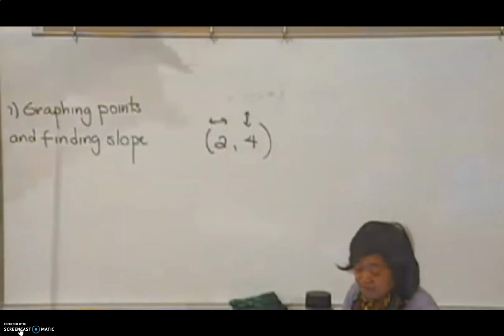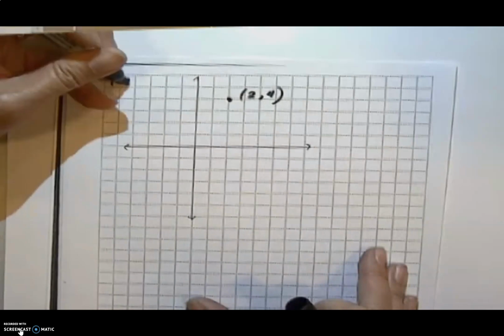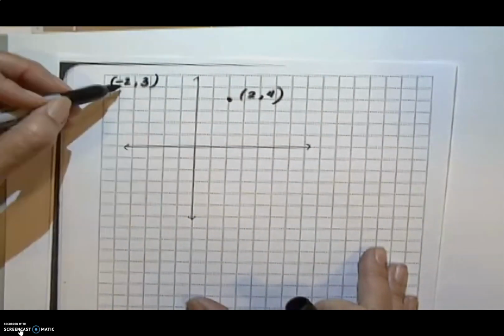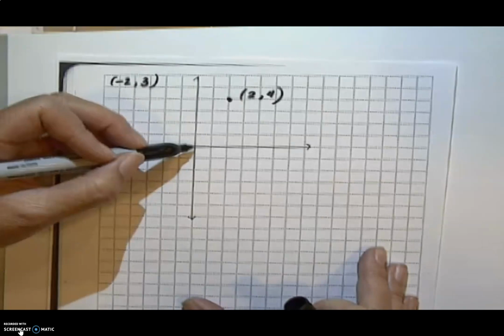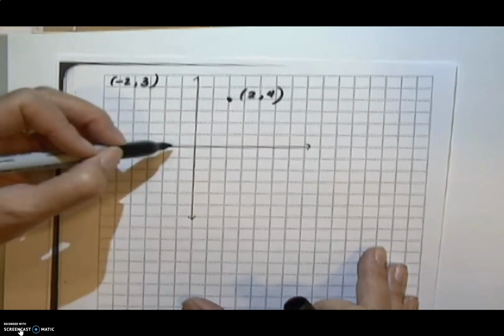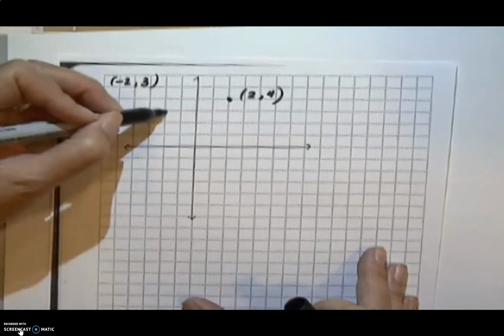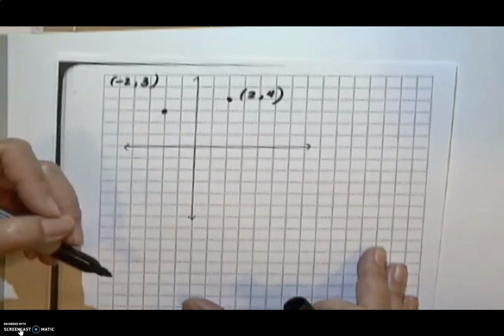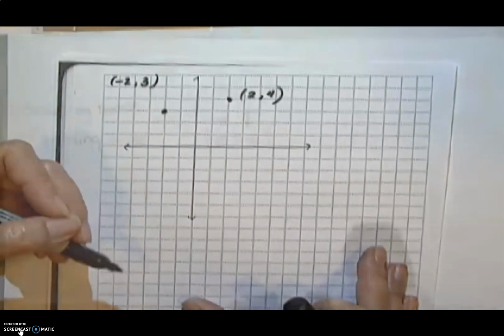If we were to have a negative number, for example, what if we were asked to graph the point (-2, 3)? That means start here. Negative means go left. So instead of going this way, we go left 2, and then up 3.